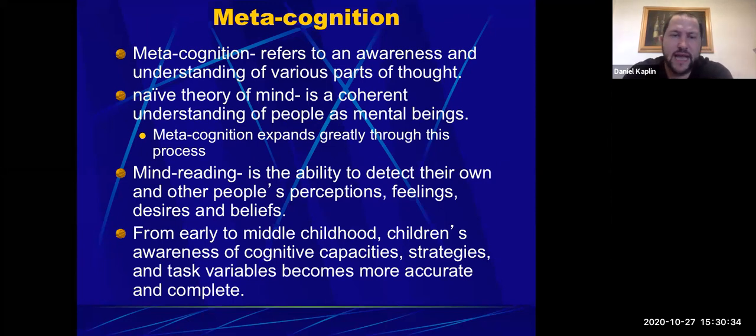So the first thing is a naive theory of mind, which is basically understanding that people are mental beings, knowing that you have thoughts and other people have thoughts. Now, one thing that you can engage in is mind reading. And I'm going to take off my clinical psychologist hat for a second. But what is mind reading? Mind reading is the ability to detect your own and other people's thoughts, feelings, beliefs, etc. And the more we know a person, the better our mind reading is.